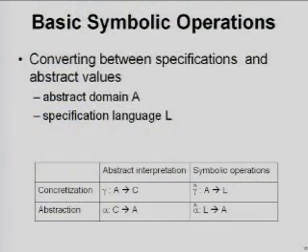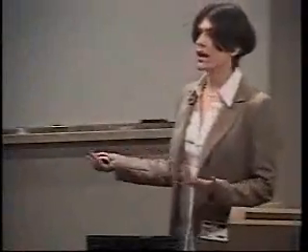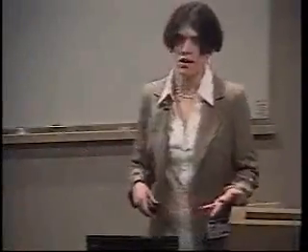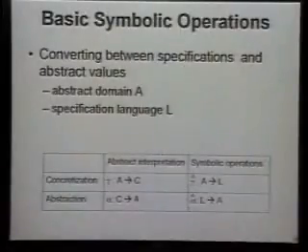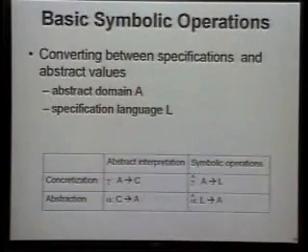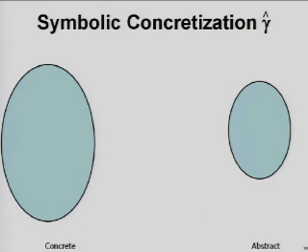And now I'm going to define the basic symbolic operations to be the counterparts of alpha and gamma. So if gamma takes from the abstract domain to a set of concrete states, then gamma hat, the symbolic counterpart of gamma, takes an abstract value and returns a logical formula in the specification language L. And alpha is vice versa.